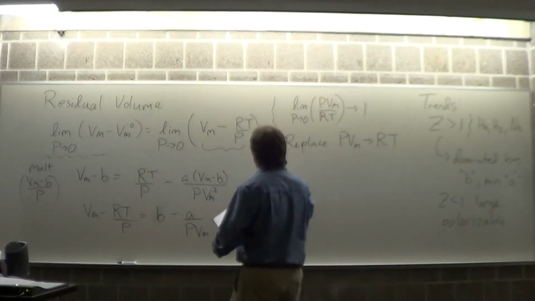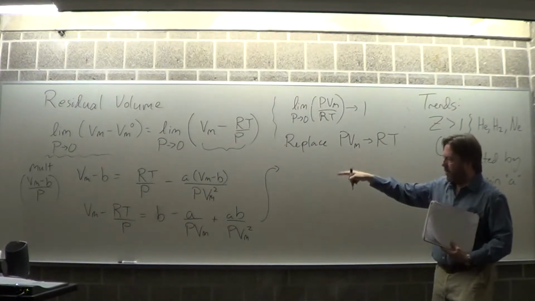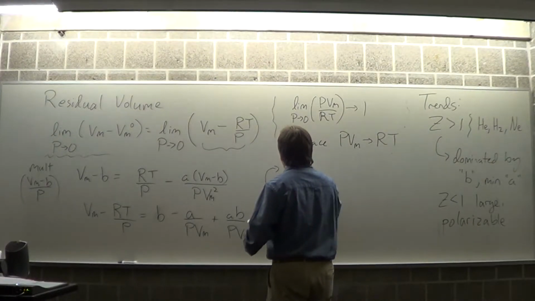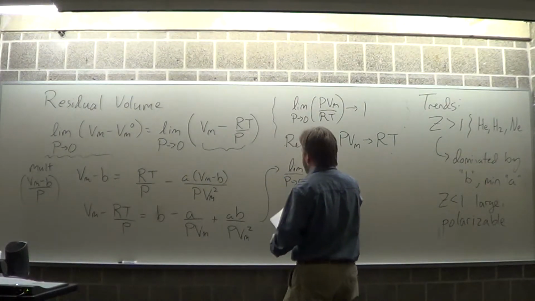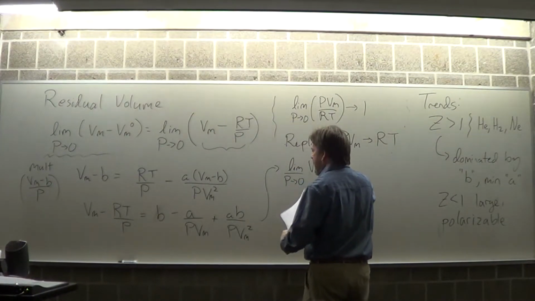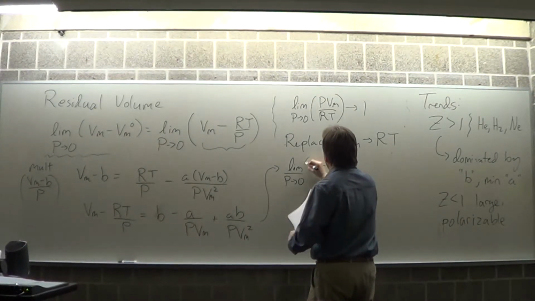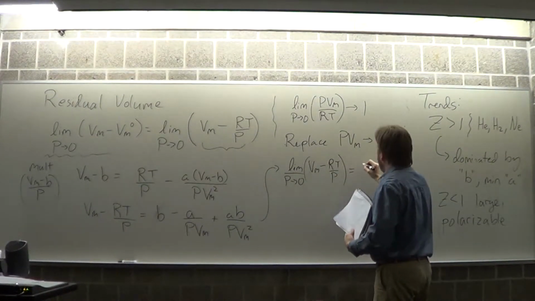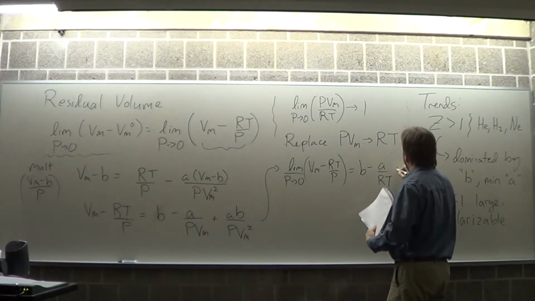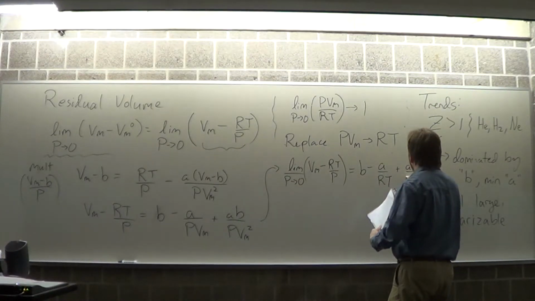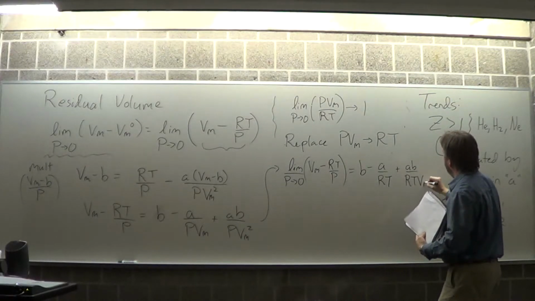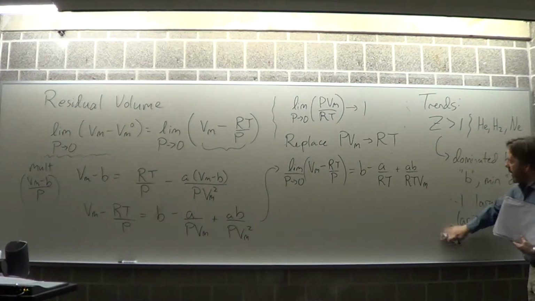So that's how I show you where I'm going next. Let me go ahead and apply the limit, because I can't technically make the substitution unless I apply the limit, minus RT over P. Okay, so again, this is just a residual volume, is B minus A over RT plus AB over RT, sorry I'm writing too small, RTVM, right? So there's a Vm squared.